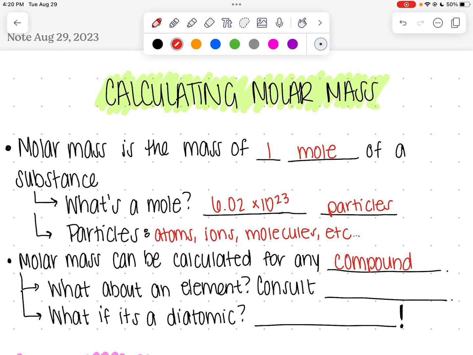You don't really have to do much calculating if it's an element. If you wanted to find the molar mass for any element, all you have to do is consult the periodic table. I'm just going to shorten it to P table. What if it's diatomic? So what if it's on our Hofbrinkel list? Remember, those elements only exist in the natural world bonded in those pairs in their elemental form. So if it's diatomic, then you do have to do a very quick calculation. If it's diatomic, you consult the P table and double it. Double the mass on the periodic table.